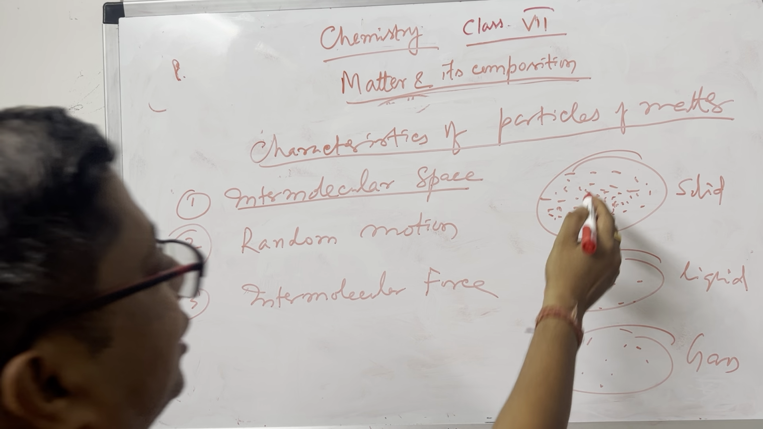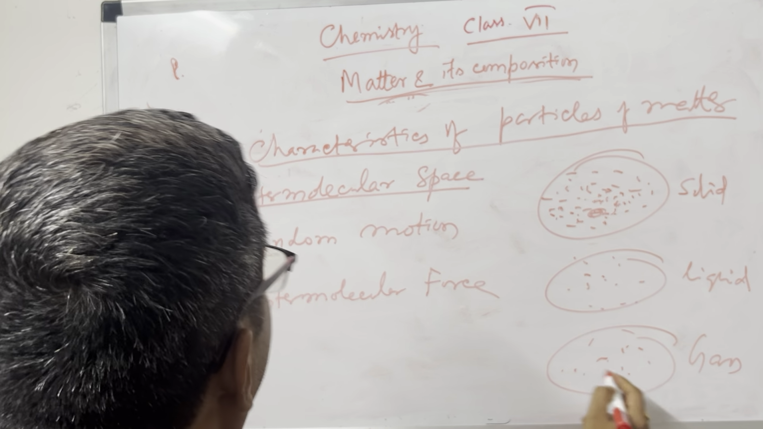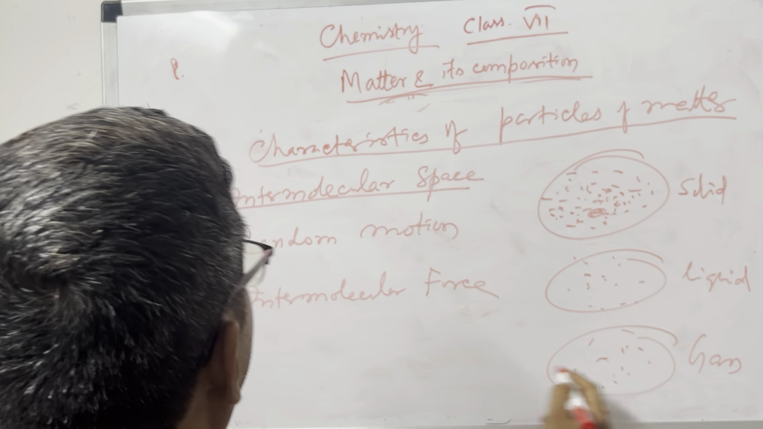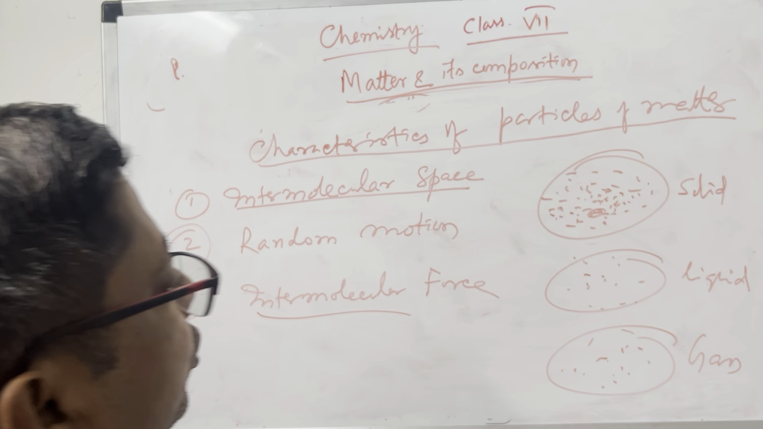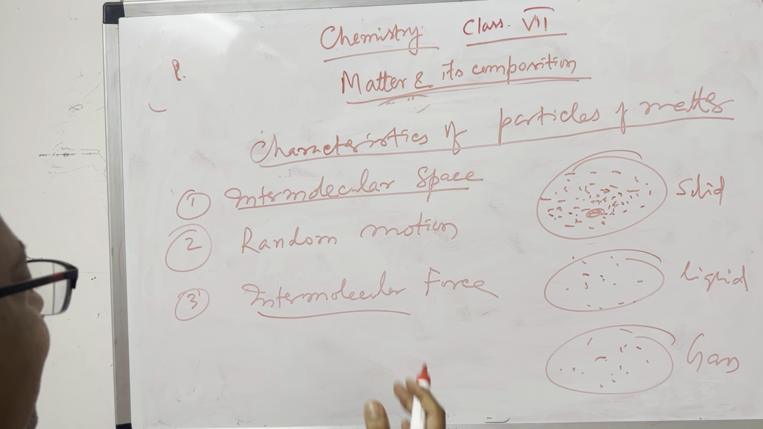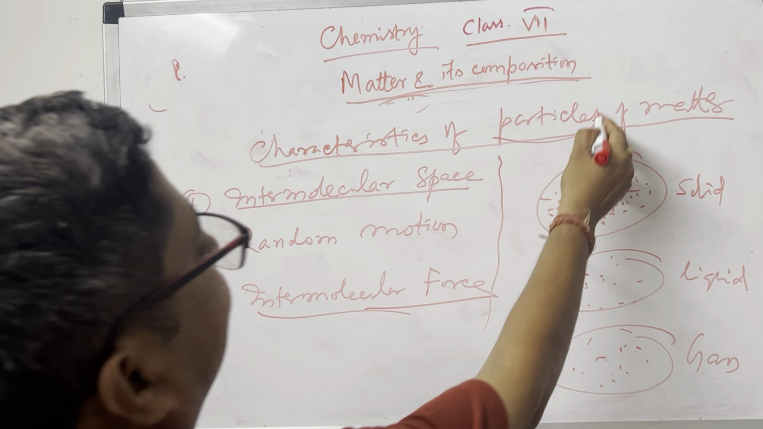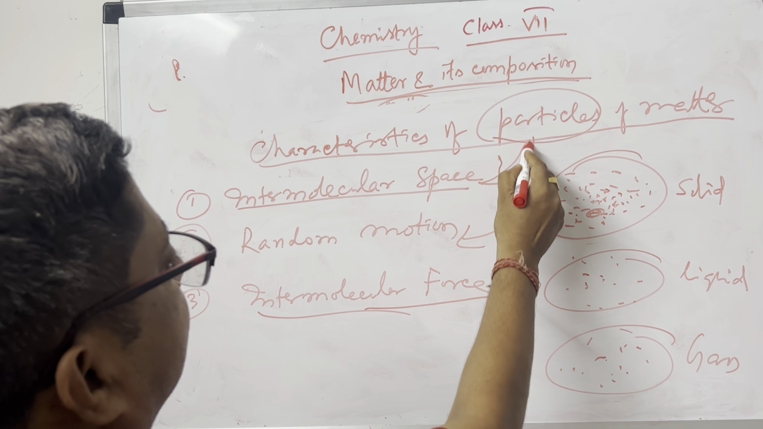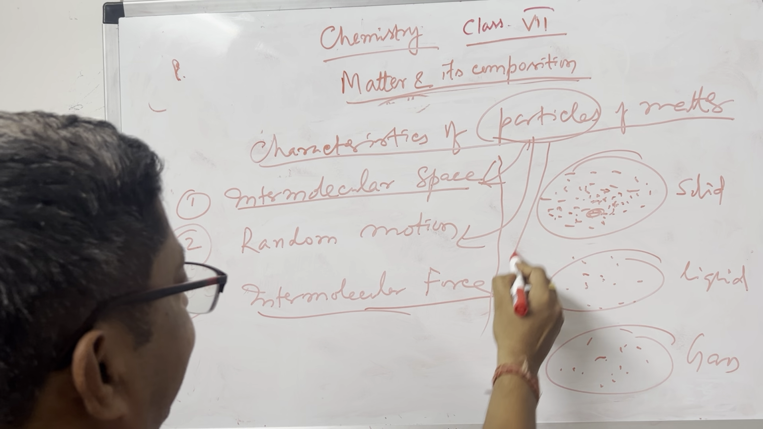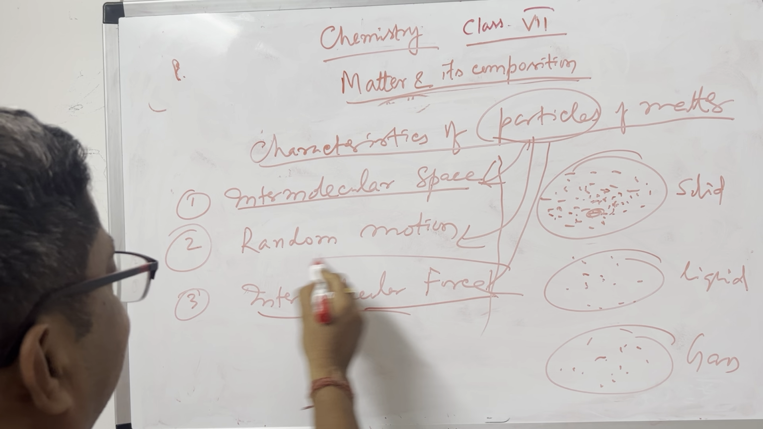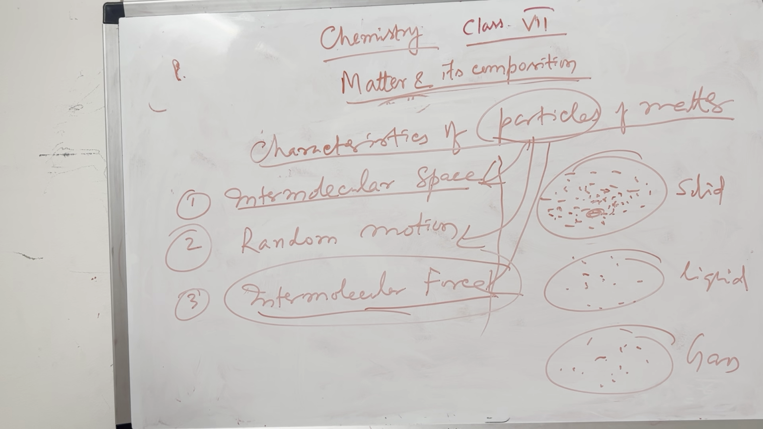Then random motion. These particles are always in random motion. And intermolecular force. Suppose between these particles there is a force of attraction. They attract each other. That is called intermolecular force. Just remember the characteristics of particles of matter. There are three characteristics. One is the intermolecular space between the particles, and all the particles are in random motion, and intermolecular forces are there which attract each other. These are the characteristics of particles of matter. Just write it down, then we will go to the next session.